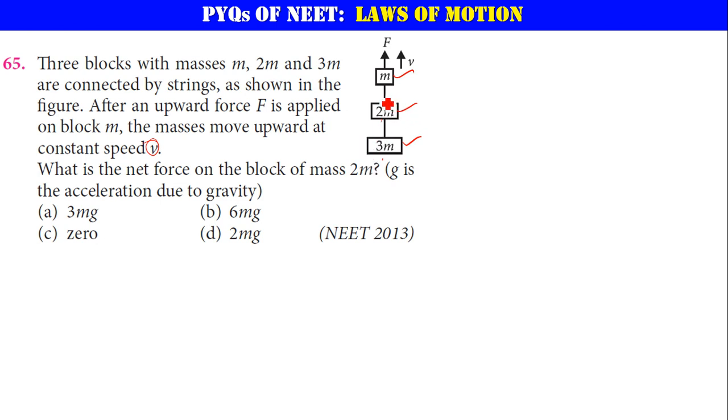But see here, the velocity is constant. Once velocity is constant, acceleration is equal to 0. Then he is asking about net force. F net is always equal to mass times acceleration. Acceleration itself is 0, so the net force acting on each block will be 0. That is the beauty of this question. Direct question. You can also find out by taking the free body diagram for each block and applying F net is equal to ma, where you get acceleration is equal to 0.